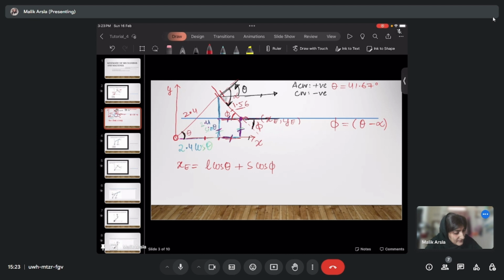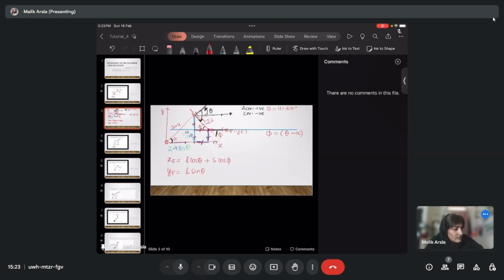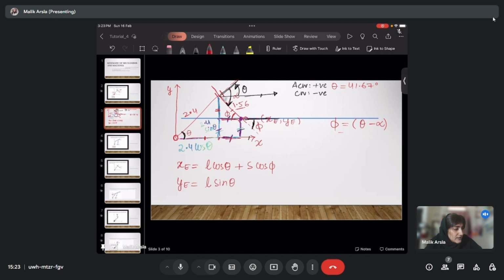Now what about ye? Ye will be, this whole length is L sine theta. Now we have to subtract this length from it, but as I said, the sign will be taken care of by this, so we don't need to subtract it, we will just add it. So we will write it as plus S sine phi. Now this phi will be theta minus alpha, and we know that theta is small and alpha is greater, so it will automatically come out to be minus here, so this length will automatically be subtracted from it.